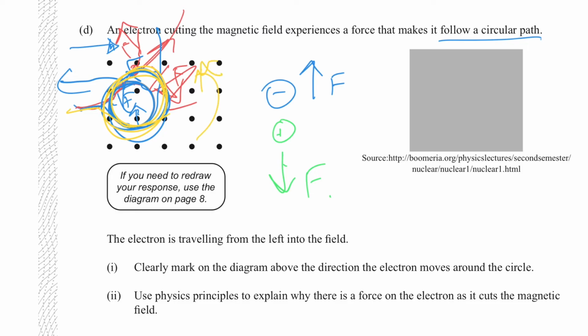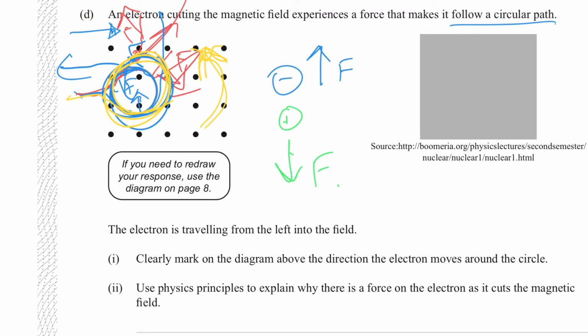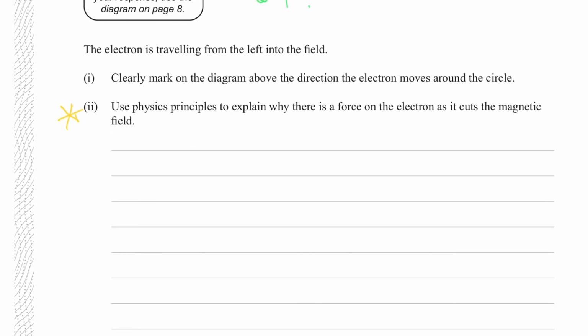That's meant to be an arrow. Kind of cool question. They've steered clear of the mechanics part, but it is still a little bit mechanics. Circular motion: you have an unbalanced force towards the center. Use physics principles to explain why there's a force on the electron as it cuts the magnetic field. Oh, this is probably going beyond the standard, to be honest.